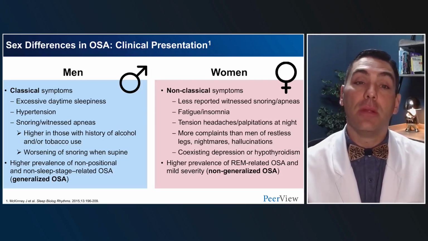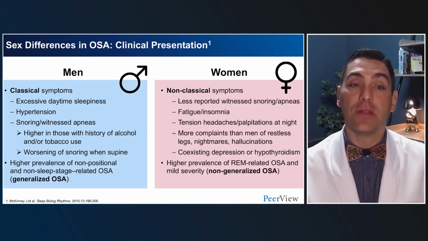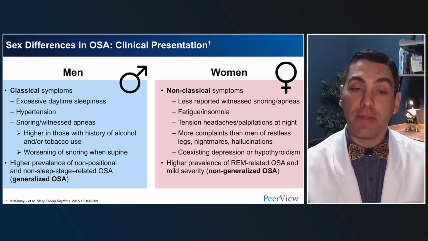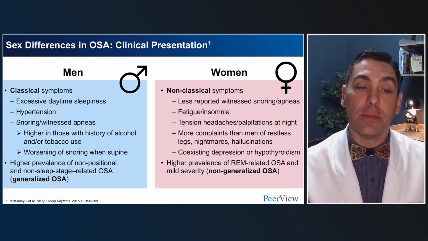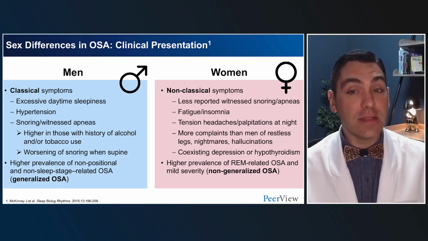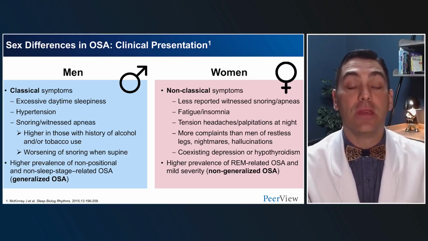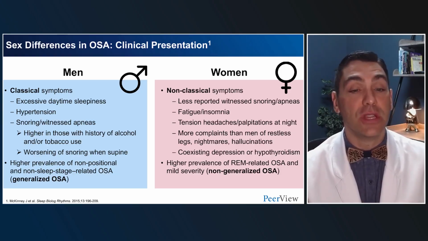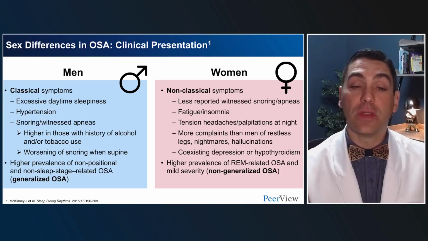In terms of clinical presentation, men usually present with classical symptoms: excessive daytime sleepiness, higher blood pressure, snoring, and witnessed apnea, especially with alcohol and tobacco use. There's a higher prevalence of what we call non-supine and non-sleep stage related obstructive sleep apnea, or generalized OSA. In women, there's a lot more frequency of non-classical symptoms. They report less snoring and fewer apneas, and they report more fatigue, insomnia, headaches, and palpitations at night. Sometimes it coexists with depression or hypothyroidism. There's a higher prevalence of REM-related obstructive sleep apnea and mild severity obstructive sleep apnea, which is what we call non-generalized. At the time of diagnosis, women with OSA are more likely to be treated for depression than men with the same severity of obstructive sleep apnea.